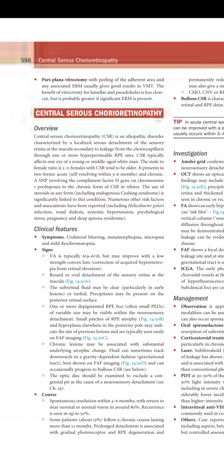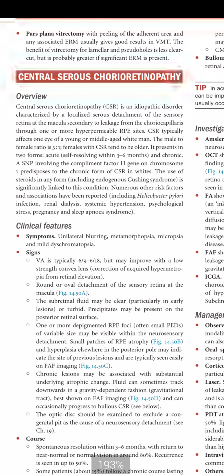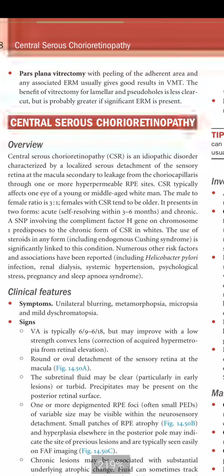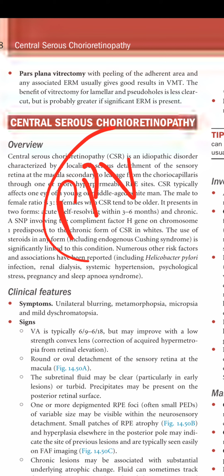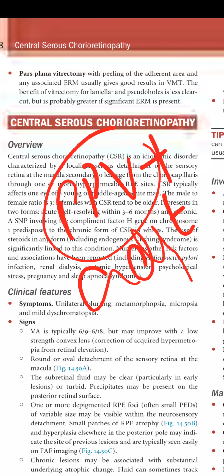Pars plana vitrectomy with peeling of the adherent area and any associated ERM usually gives good results in VMT. The benefit of vitrectomy for lamellar and pseudohole is less clear cut, but is probably greater if a significant ERM is present. So you can also do PPV, especially if an adjacent associated ERM is also present.